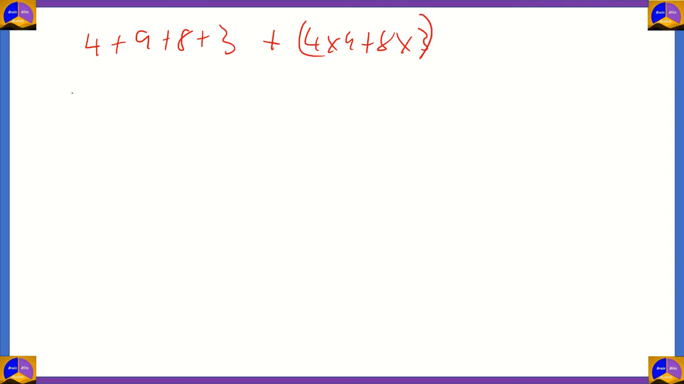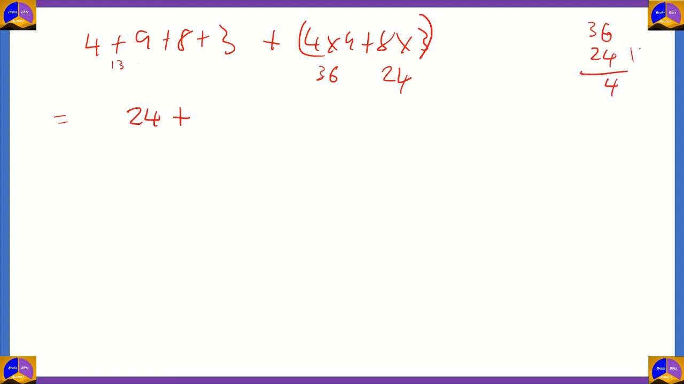So using this relation, we'll get the correct answer. So 9 plus 4 gives you 13. 13 plus 3 gives you 16. 16 plus 8 gives you 24. So the sum of the numbers is 24. Now you have 9 times 4, that gives you 36. And 8 times 3, that gives you 24. Let's multiply that here. 36 times 24.